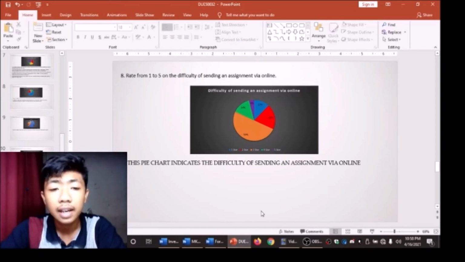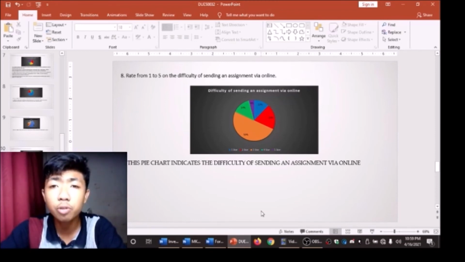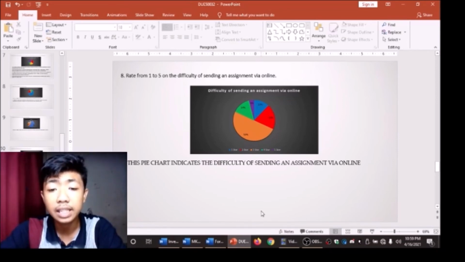Meanwhile, the third vote is 4-star, which accounted for 40%, with only a 2% difference from the segment of 1-star. Last but not the least, 5-star is voted the least by the respondents, which accounted for 4% only. As for the conclusion, we can see the majority of the respondents thought the difficulty of sending an assignment via online is medium.